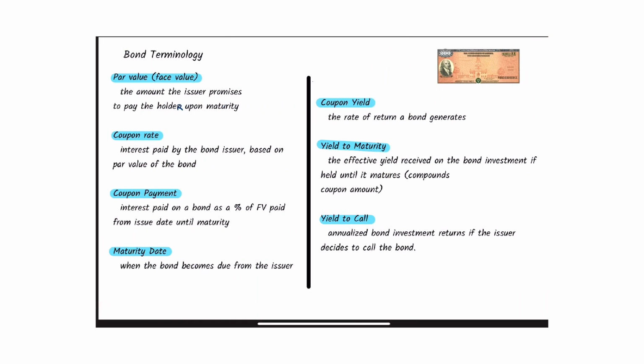So the first thing we need to do is go over some bond terminology, because you don't know what to do if you don't know what any of these words mean. One term that you'll see thrown around a lot is par value. Okay, and that is also the face value of the bond. And that's the amount that the issuer promises to pay the holder upon maturity.